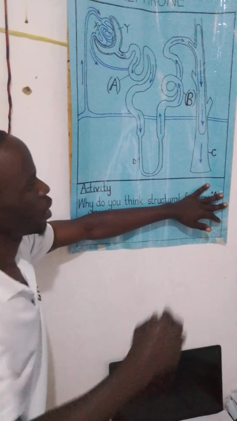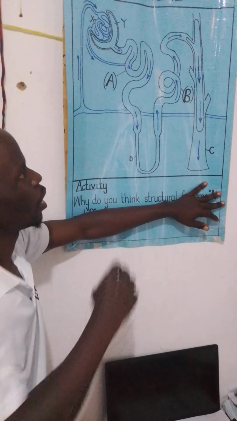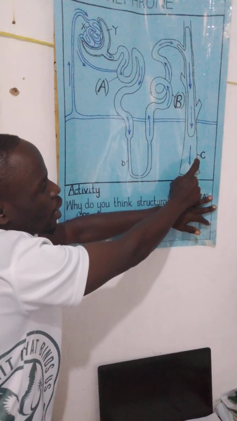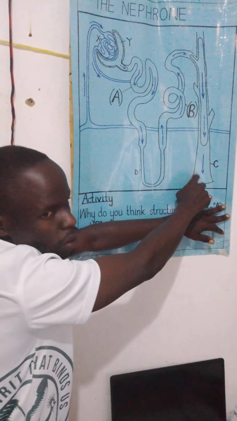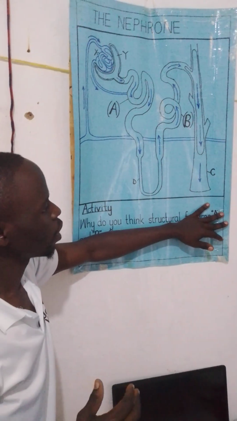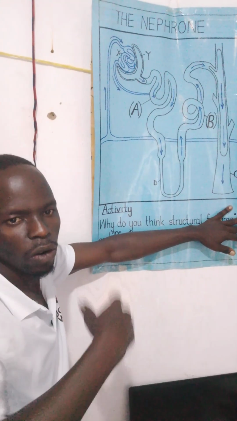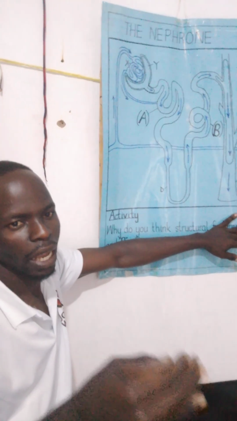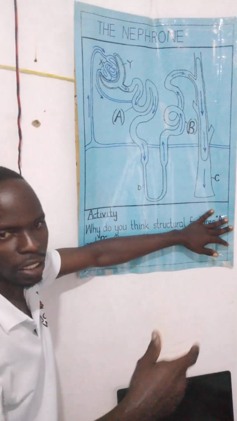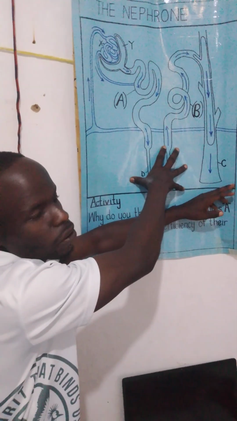The last part is C, meaning it is the collecting duct. Whatever is moving here, which is not absorbed back, is now going to be collected here. There are millions and millions of nephrons collecting their products at such points. The collection here accumulates and will now form what we call urine. So that is exactly how urine is formed.